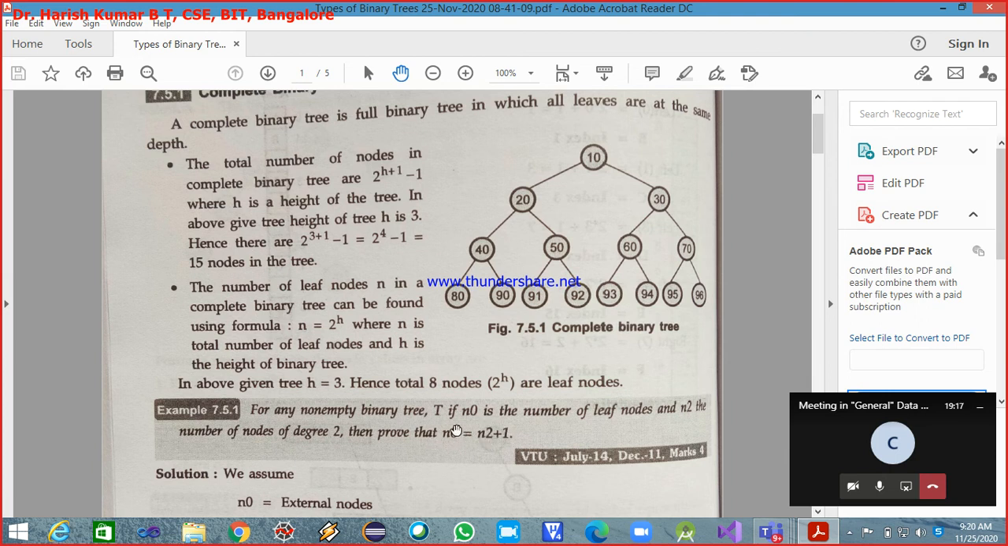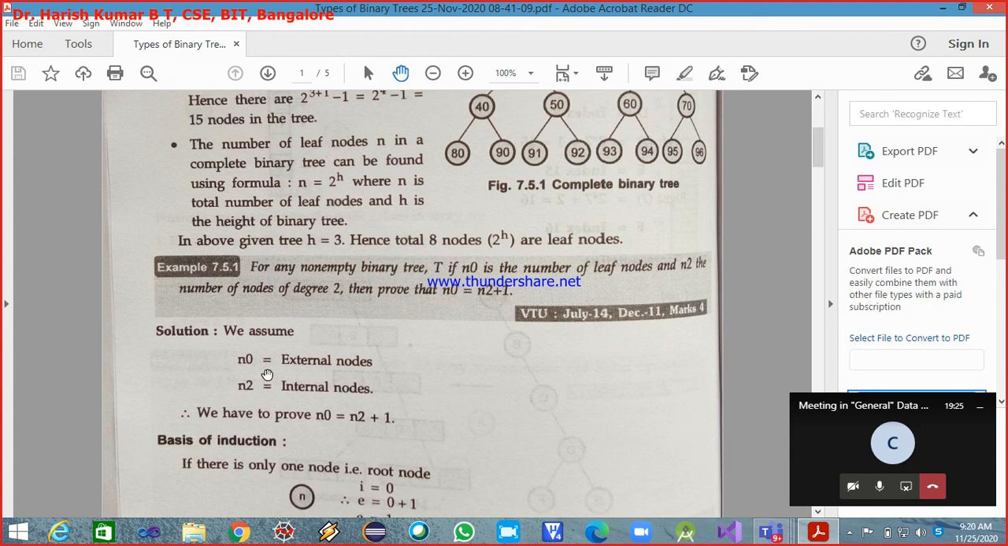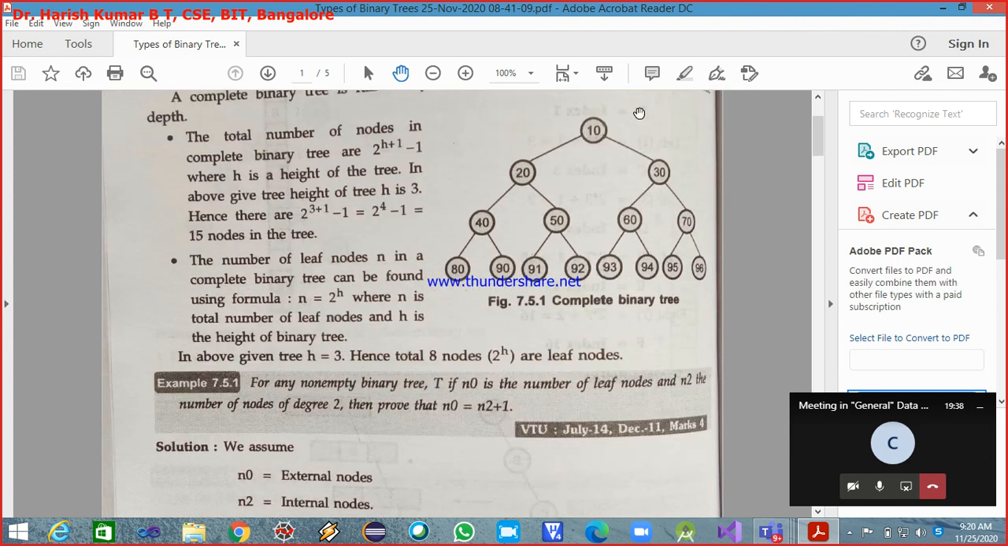So you have to prove that the total number of leaf nodes is equal to the total number of internal nodes plus 1. Now we assume n0 is equal to external nodes. n0 is the leaf nodes, which you can also call external nodes, and n2 are internal nodes. So these are all your internal nodes.